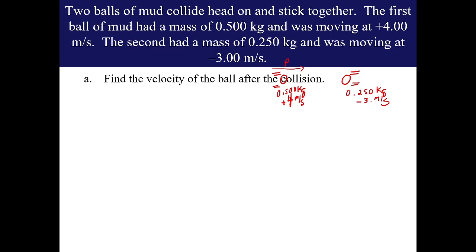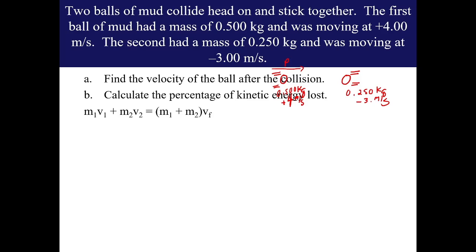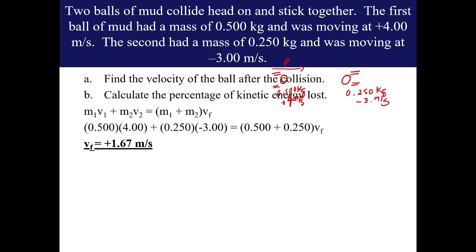So we want the final velocity of the balls after collision and the percent of kinetic energy lost. And do they stick together? Yes, they stick together, so we can use the stick together formula, and that's actually pretty quick. It's not that difficult of a formula to use. So we start to put some numbers in, and we're very careful about our positives and negatives. Now we get positive 1.67.